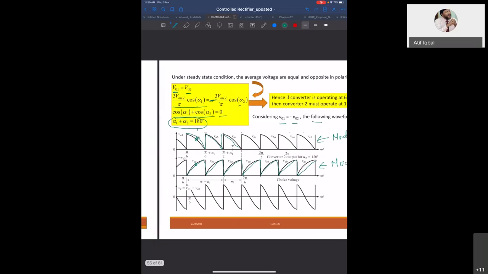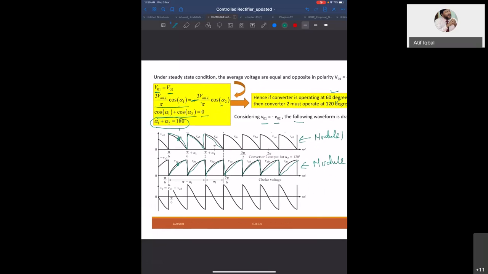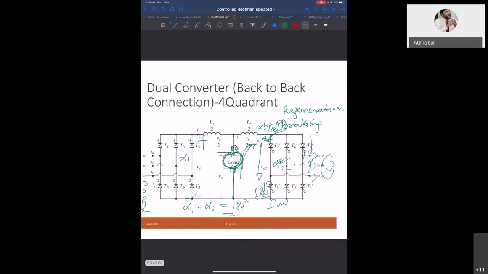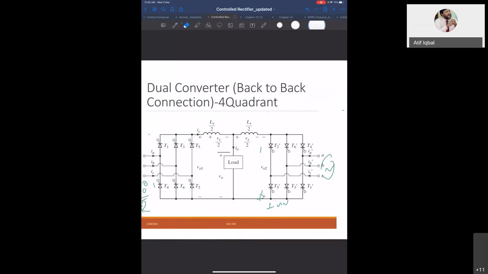The following waveform is drawn. We have drawn it like this. Now, when you add these two voltages, V naught 1 plus V naught 2, you get this waveform. This is the addition of the two. This is the voltage that comes across the reactor. Because across the reactor, if you apply KVL, minus V naught 1 plus VR minus V naught 2 is equal to 0. So VR is equal to V naught 1 plus V naught 2. This is VR, the voltage across the reactor.